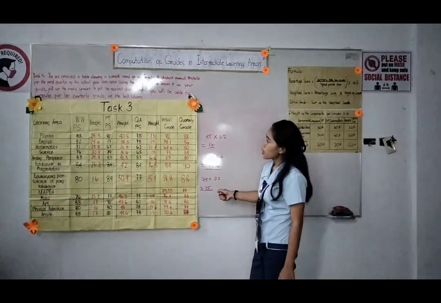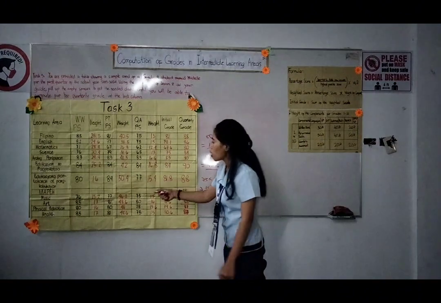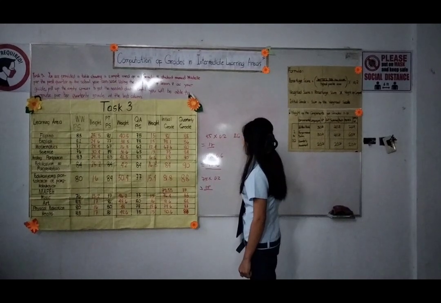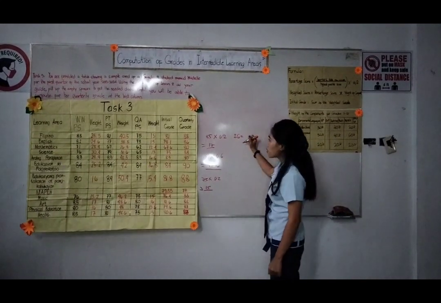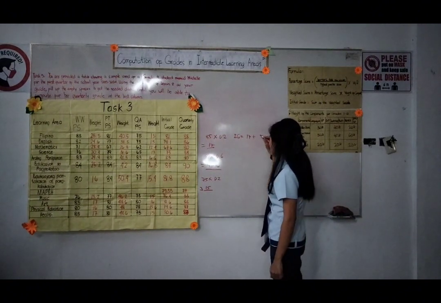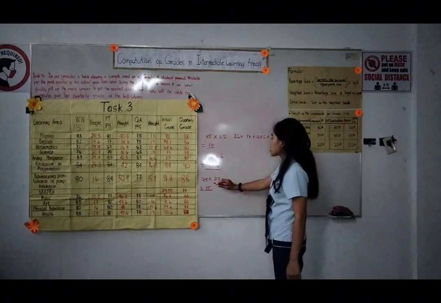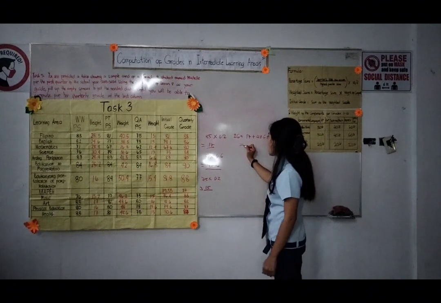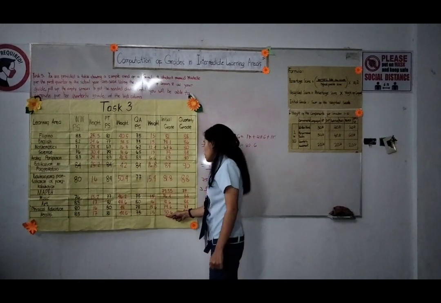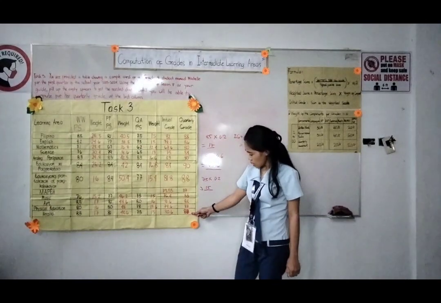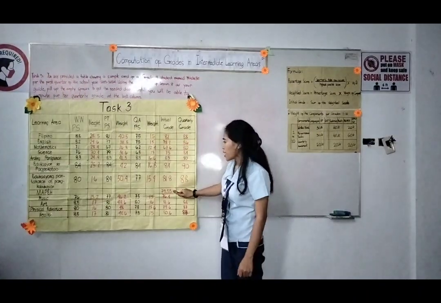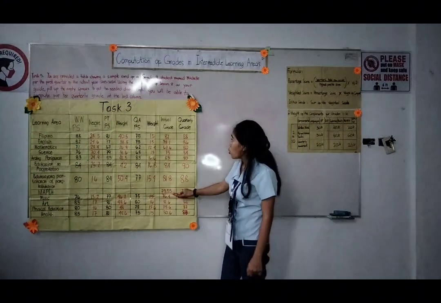So we already get the weighted scores in health. So in order to get the initial grade, we have to add all the weighted scores. 17 plus 48.6 plus 15 is equal to 80.6. To transmute the 80.6, it is 87.